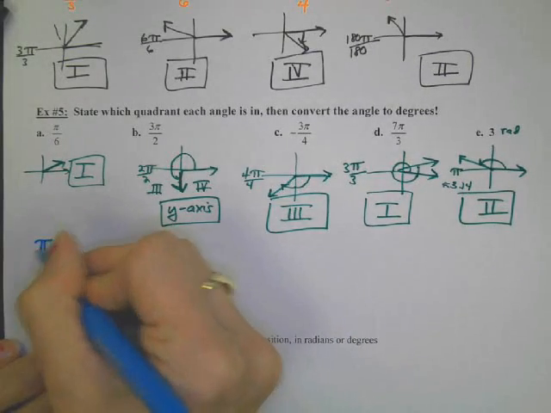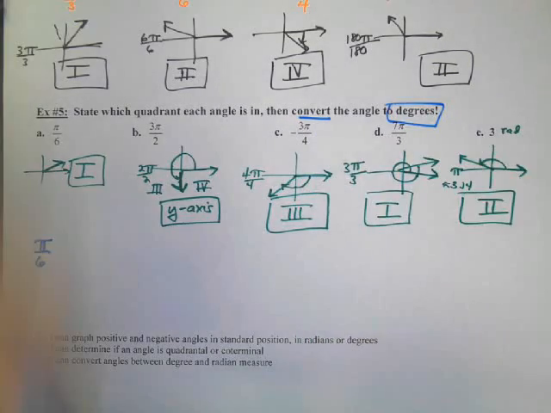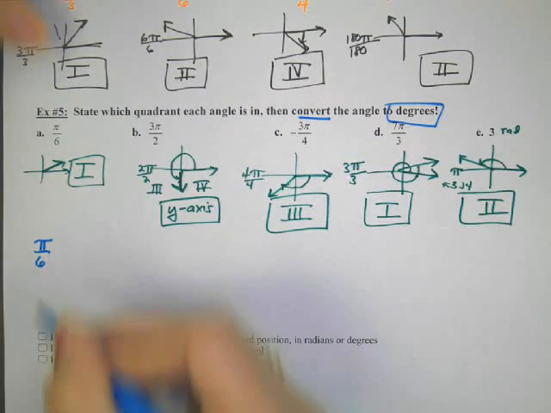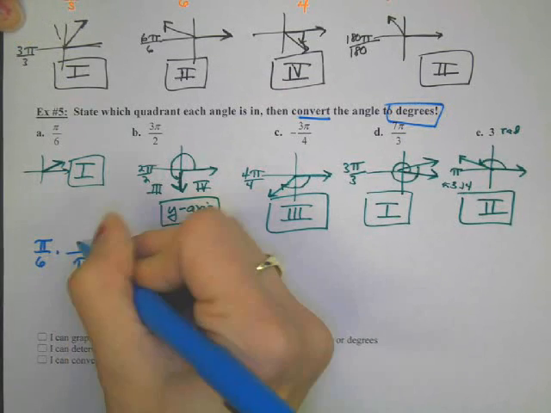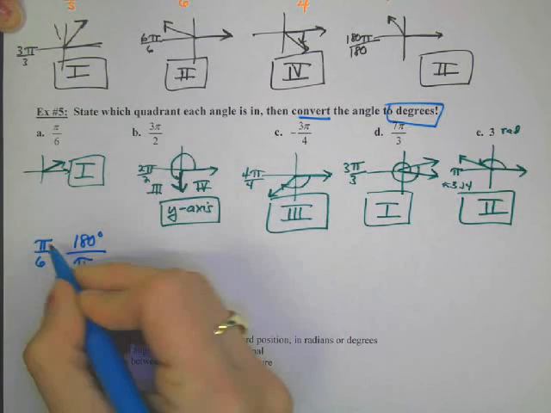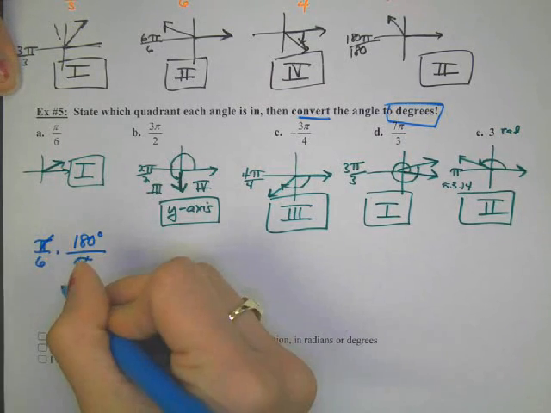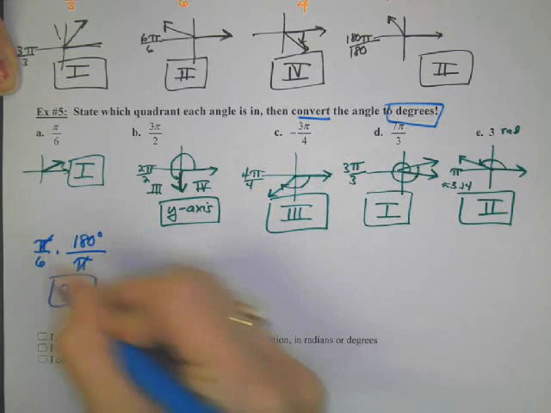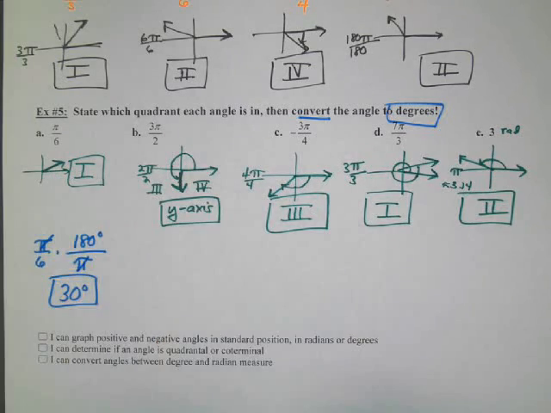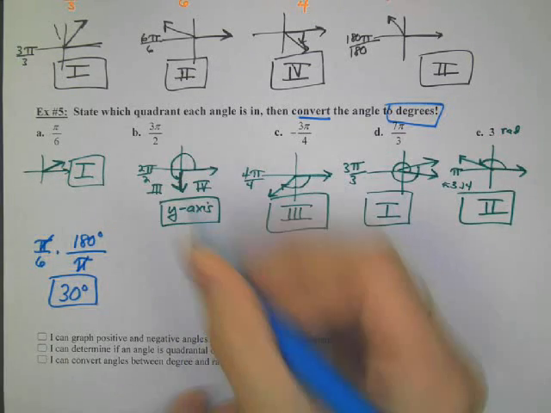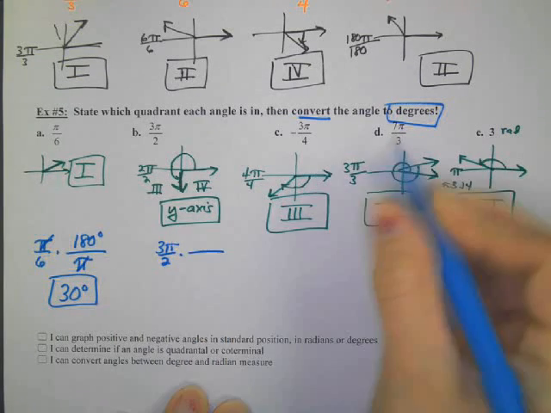So let's take a look at pi over 6. I want to convert this to degrees. I want radians to go away. So radians are going to go in the denominator. And I want 180 degrees. Pi's cancel. Degree bubble is now there. 180 divided by 6 makes an angle of 30 degrees. Does 30 degrees belong in quadrant 1? Absolutely.